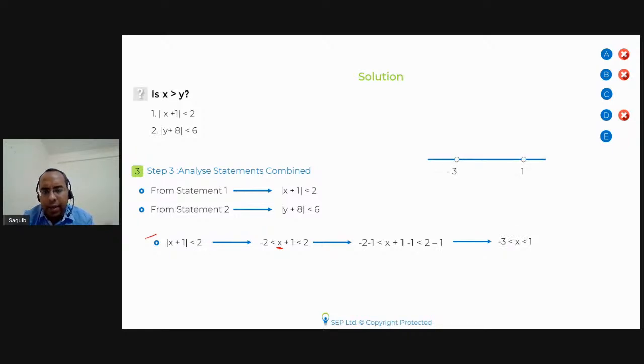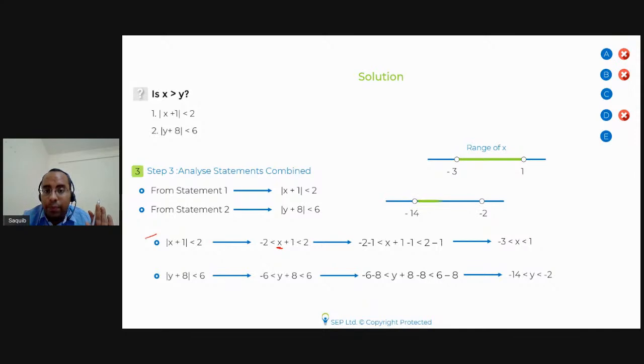And I'll draw it. And I always draw it, guys. Believe me, it helps in visualizing. Same goes for the second one. It's less than 6. Once again, I will write the range. As you can see here, remove 8 from all sides and get the range of y. And I will draw that also.